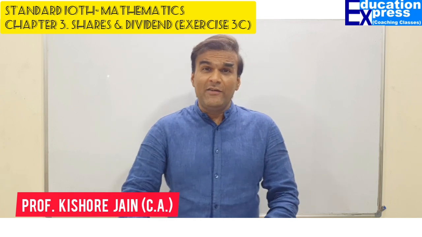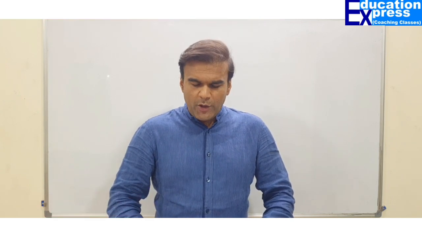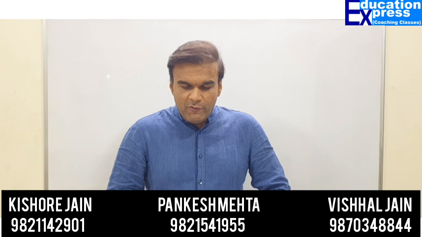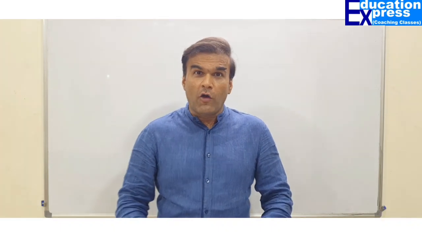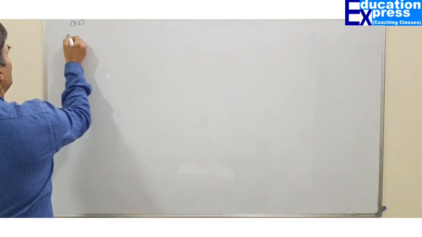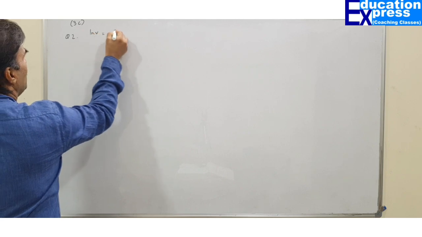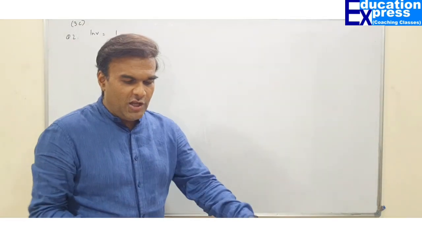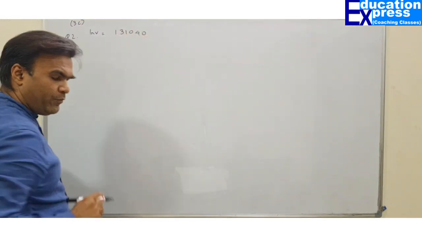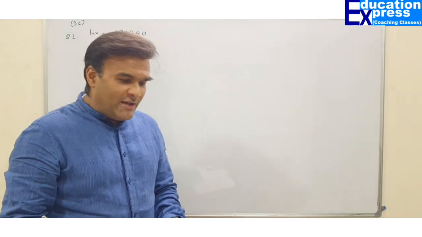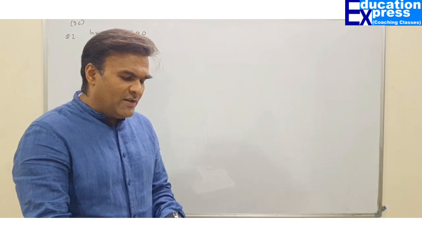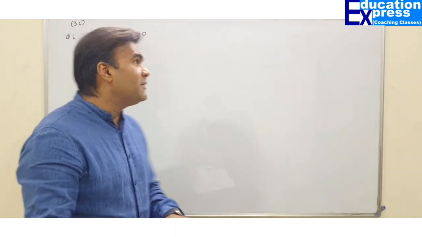Let's continue with shares and dividend exercise 3C. Question number 2, 3C, page number 37. Mrs. Kulkarni invests rupees 1,31,040 in buying shares of rupees 100 at a discount of 9%.